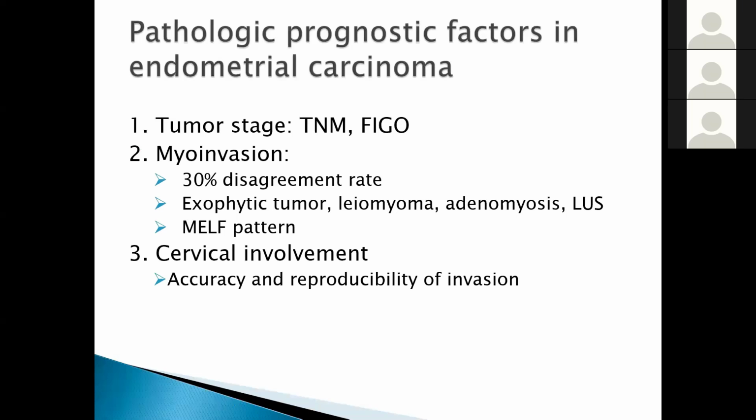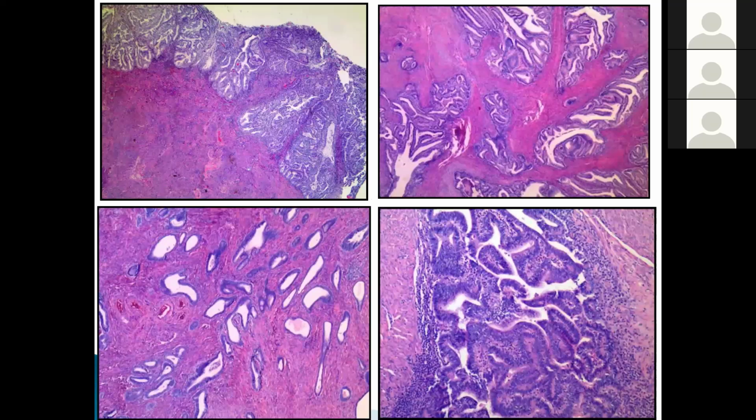There are certain invasive patterns that will be very challenging to tell how deep the tumor goes into the myometrium. One is the MELF pattern. I'll show you the picture in a moment. And cervical involvement. So we are heavily relying on you as a grosser to give me the best section where you think it's going to the cervix, because it's not that easy to tell whether it's cervical invasion or lower segment. So these are the patterns of invasion.